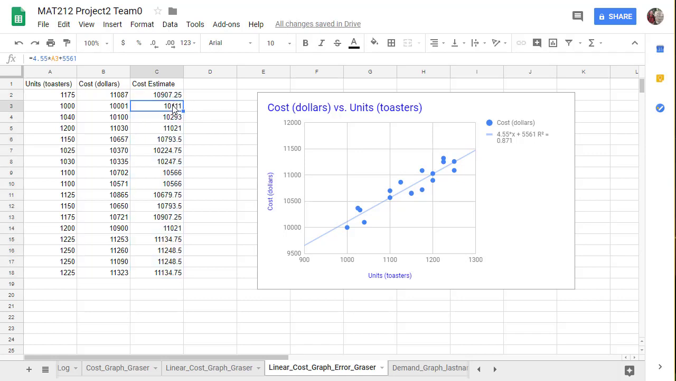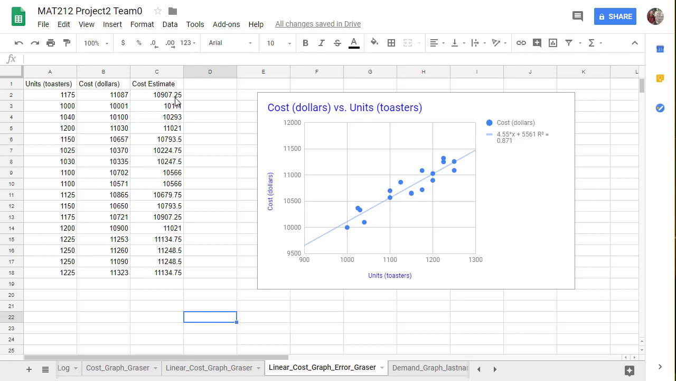So if I go down to this next one here, you'll see the formula says equal 4.55 times A3, whereas previously it had been A2, and if I go down to the next one, it would be A4. So it's done all those calculations for me without me having to do each one individually. So I know that there's a point at 11,087, but the estimate on the line would actually be at 10,907.25. So it's a little bit different, but it's not all that different.